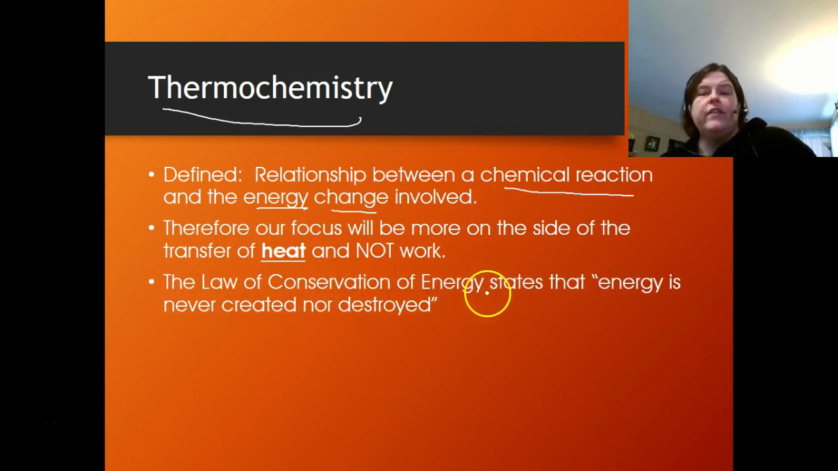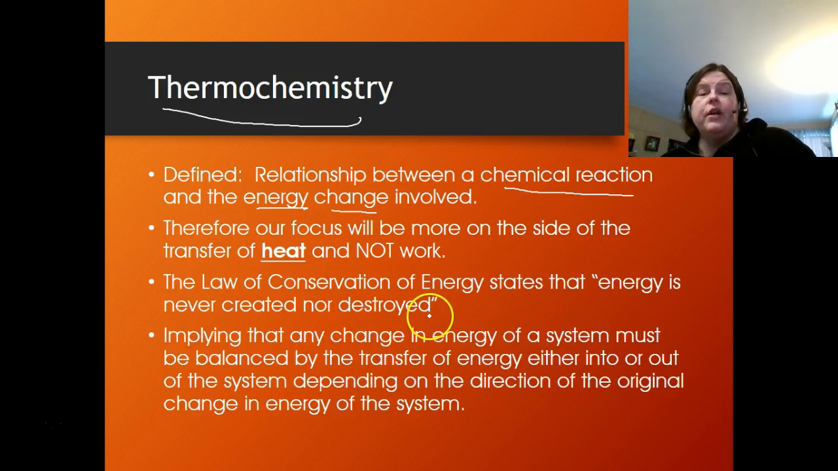So the law of conservation of energy states that energy is never created or destroyed. This implies that any change in energy of a system must be balanced. That is a really important term. Everything must be balanced by the transfer of energy either into or out of the system, depending on the original direction of the change. That means if I've got energy going out of the system, there has to be something to balance that energy going out of the system. It just can't disappear into nothing.